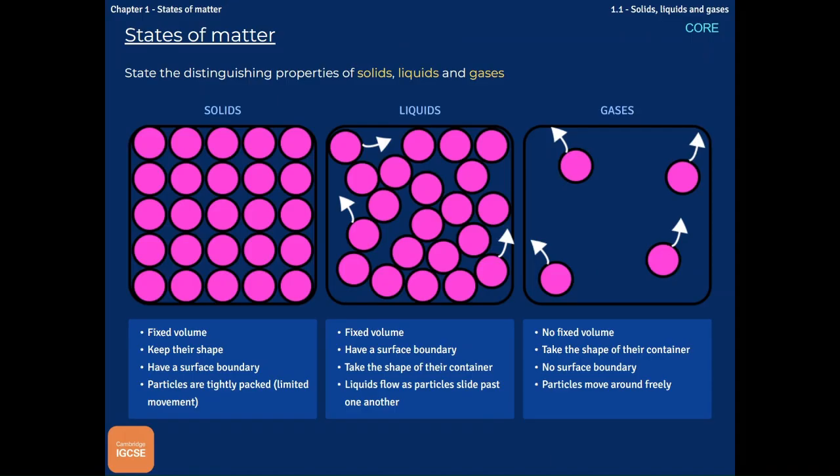So, solids, liquids, and gases. They each have their own properties, right? Solids have fixed volume, they keep their shape, they have boundary. Liquids take the shape of their container, and their particles slide past each other, and then gases fill up whatever container you put them in. They have no fixed volume, and they have no boundary, right? So their particles are all arranged slightly differently and will do different things because they have slightly different properties.